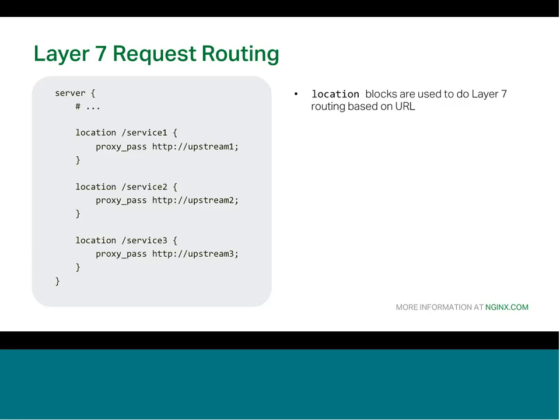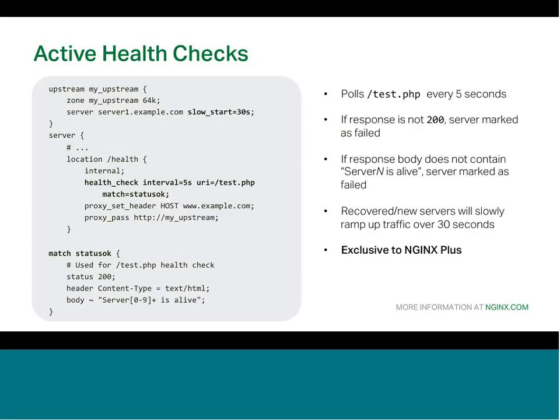And in this simple example here, based on what comes in after the root of the URI, whether it's /service1 or /service2 or /service3, if the user is coming in as /service3, I'm going to select a different upstream group than if they're coming in from /service2. So you can use this location block to do that layer 7 request routing and take different actions based on the URI that the user has provided. So a very powerful directive within NGINX.